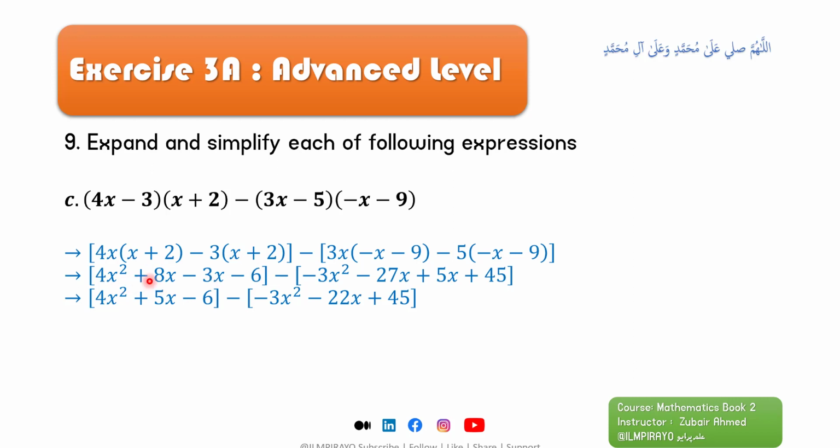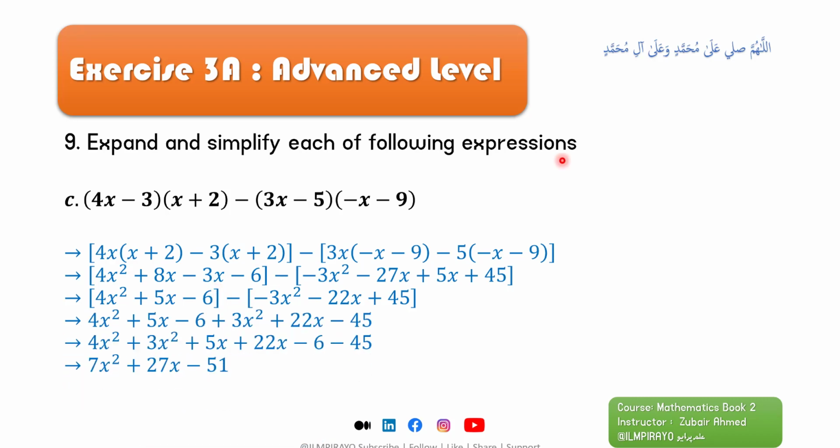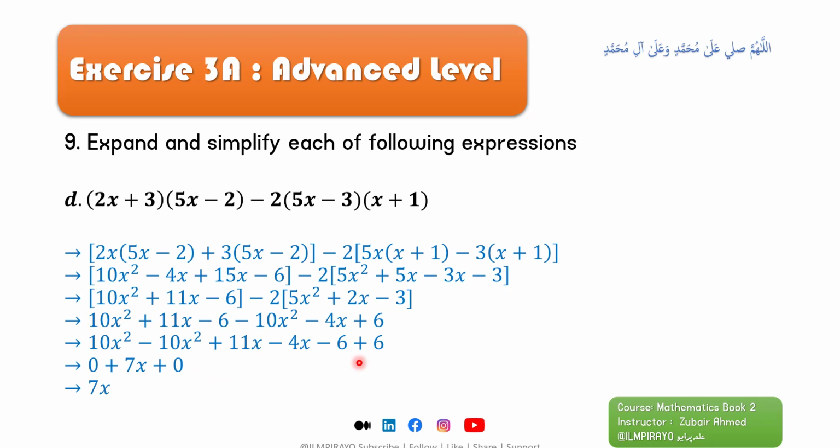For example, minus negative plus 5x plus 4. Negative times negative gives us positive. Negative times. Add up all of the similar terms with 7x squared plus 27x plus. Similarly, we get the answer from this question. So, exercise 3a is over now.